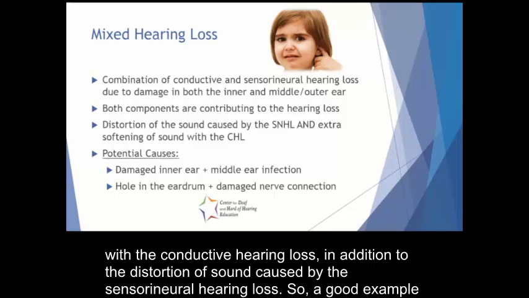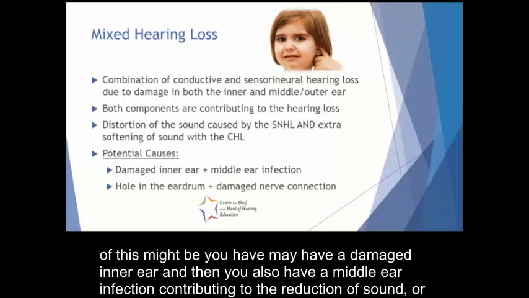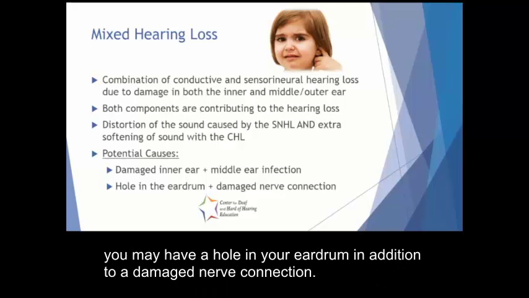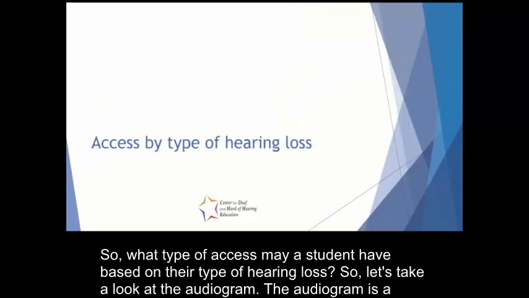So a good example of this might be you may have a damaged inner ear, and then you also have a middle ear infection contributing to the reduction of sound. Or you may have a hole in your eardrum in addition to a damaged nerve connection. So what type of access may a student have based on their type of hearing loss?